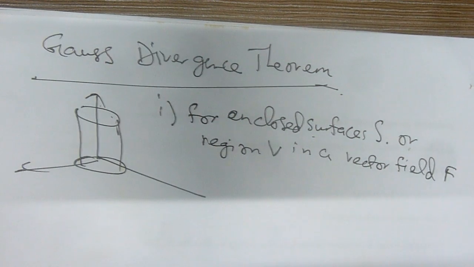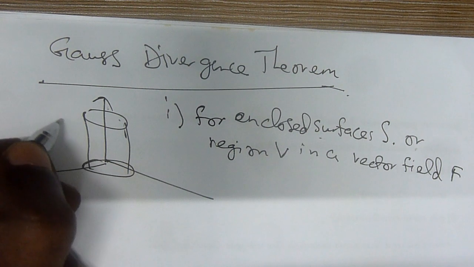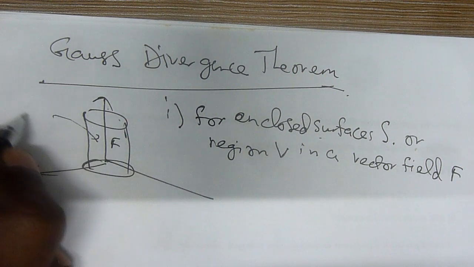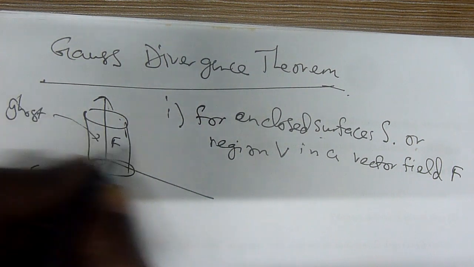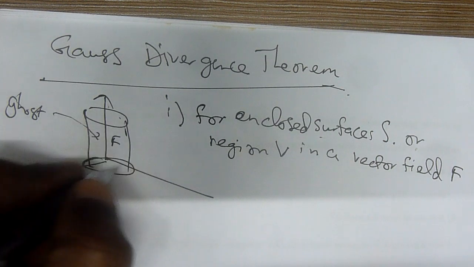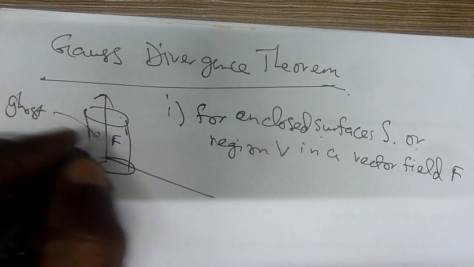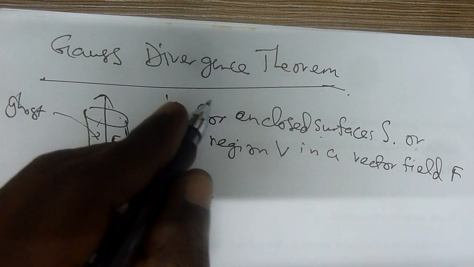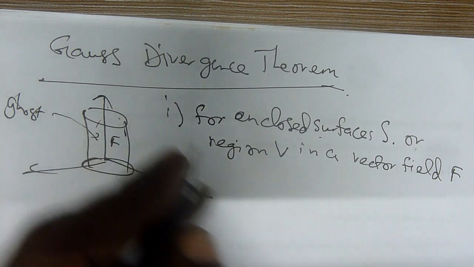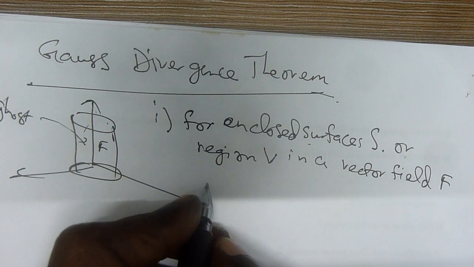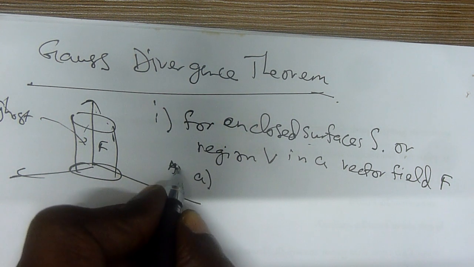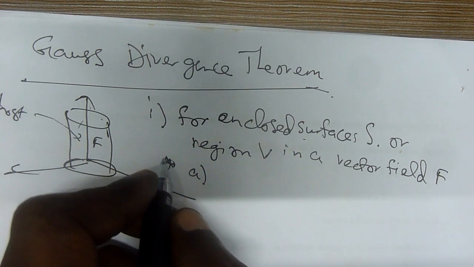Okay, what do they mean by that? You are throwing something inside called F. Let's say the ghost, you are throwing the ghost inside the closed surface. Now the ghost is inside. Now we're going to analyze based on the Gauss divergence theorem. Okay, there are two important things. One, I call it A. Okay, it's a star, I put it here.